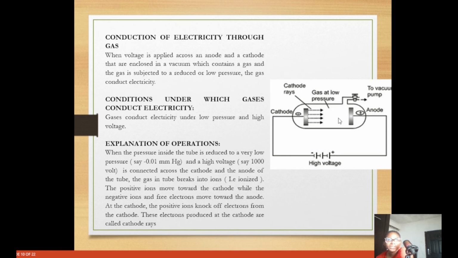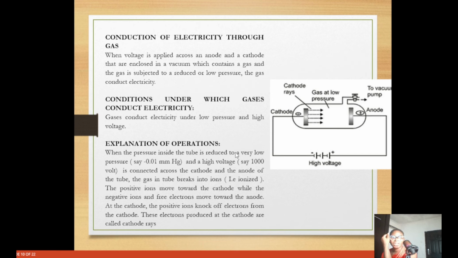The gas conducts electricity. So this is the process where gas conducts electricity. One, voltage is applied across an anode and a cathode that are enclosed in a vacuum which contains gas at a very, very low temperature, and is subjected to a reduced low pressure. And then the gas does what? The gas conducts electricity. So the conditions under which gases conduct electricity are low pressure and high voltage, just as you can see from the picture. Low pressure and high voltage.